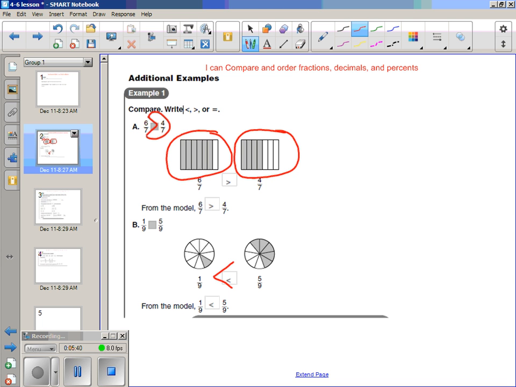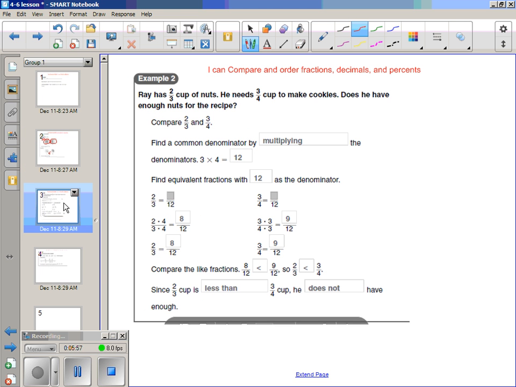When we talk about ordering, that means we're probably going to be talking about more than 2 fractions, in which case we either do from least to greatest or from greatest to least. Okay? So I'm going to move on to the next page. And now we're going to look at things where our denominators aren't going to be the same. Okay, we're going to have unlike fractions.